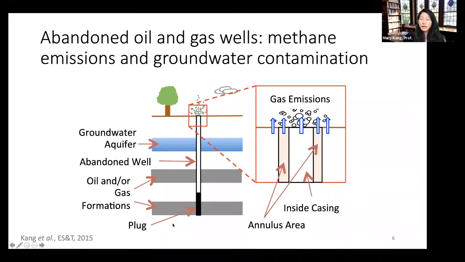There's something called plugs. There are methods to prevent such contamination, which I'm going to talk about later. Groundwater contamination is a concern, and it is an area that I am looking at, but largely what I'm going to be talking about are gas emissions at the surface. There are other gases that are emitted as well, but methane is the main one that I'll be talking about today.